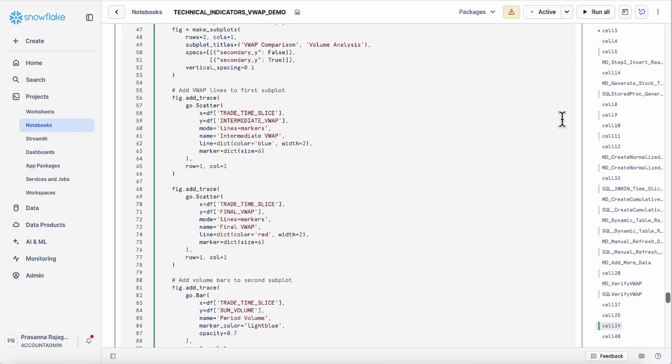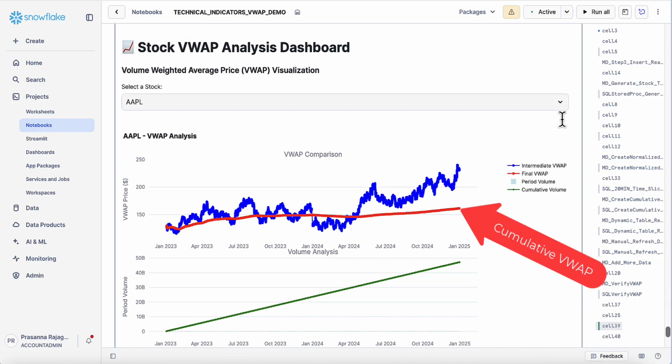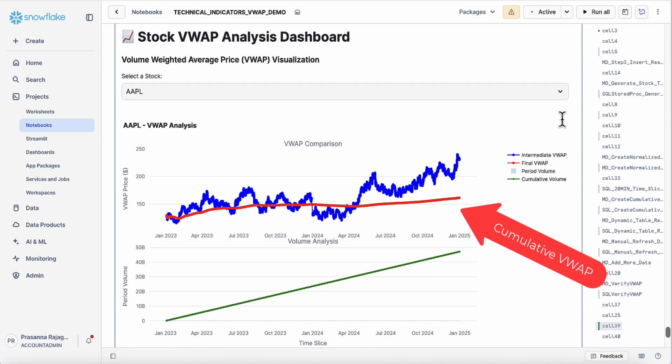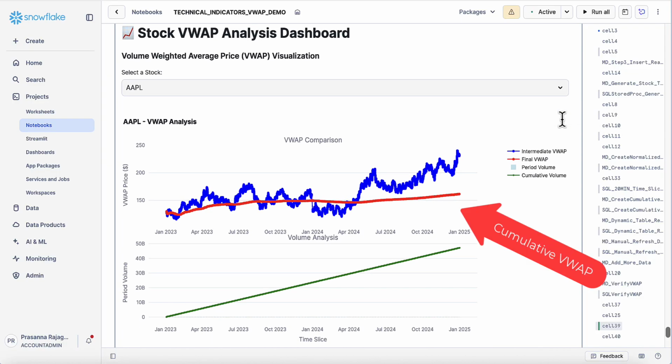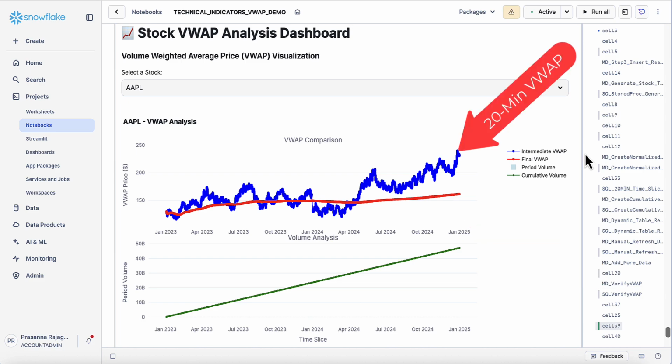Here is where strategy comes to life. The red line represents the cumulative volume weighted average price. Think of it as the long-term value baseline for Apple over this period. The more volatile blue line is the intermediate volume weighted average price, showing a short-term market sentiment.